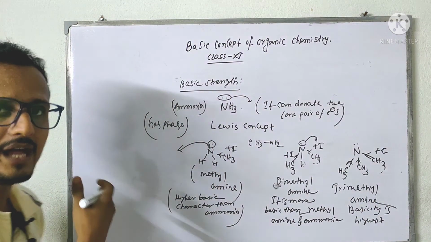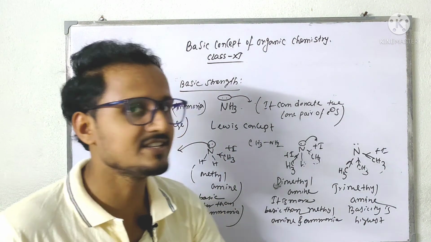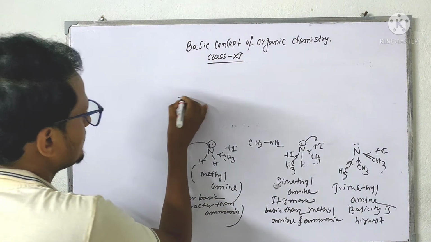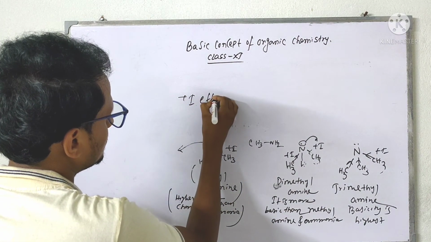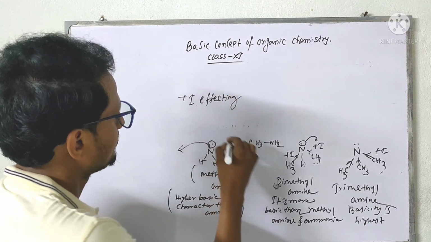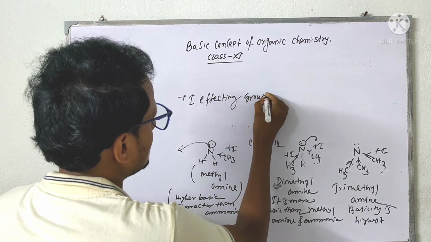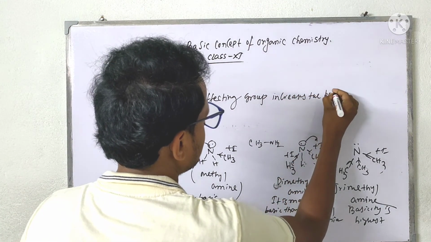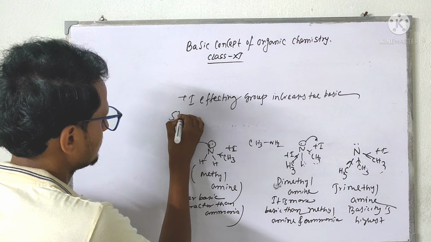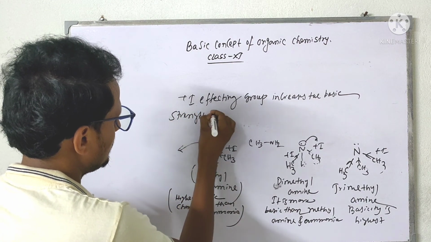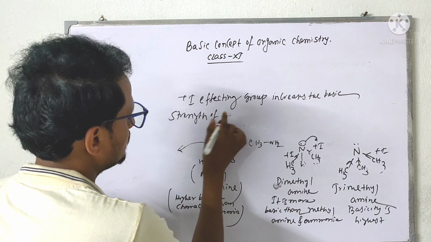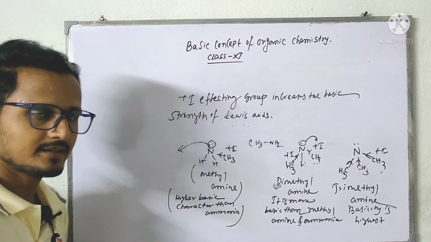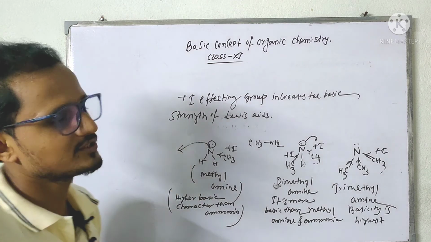So what we have learned here is that a plus I effect group increases the basic strength of Lewis bases. Okay, plus I effect group increases the basic strength of Lewis bases. Okay, so today's video is up to this.